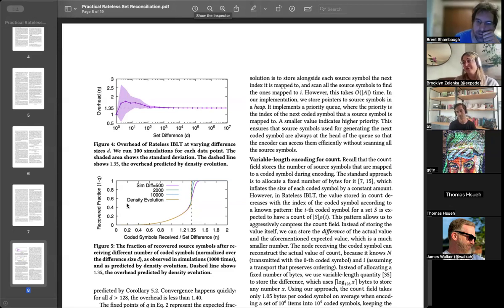So if I have two sets that are each 1,000 elements, but they only have one set difference, I'm going to have to send one message. And I'll get back everything else is the same except for this one element. If it's 1,000,000 items in each set and there's 1,000 difference, I'm going to have to send you 1,350 elements to reconcile 2,000,000 elements with each other.